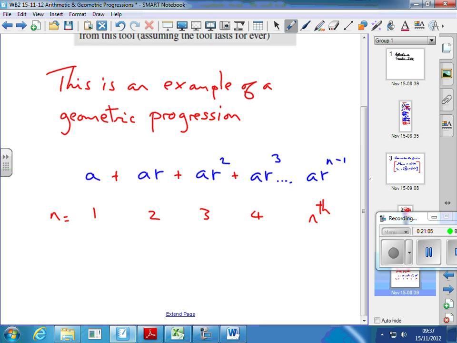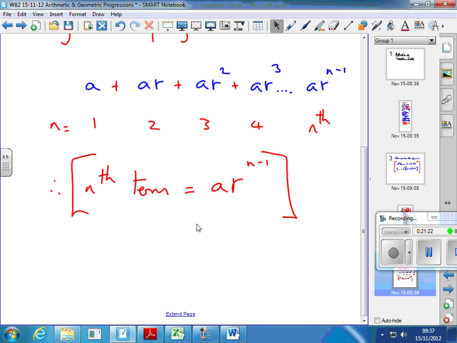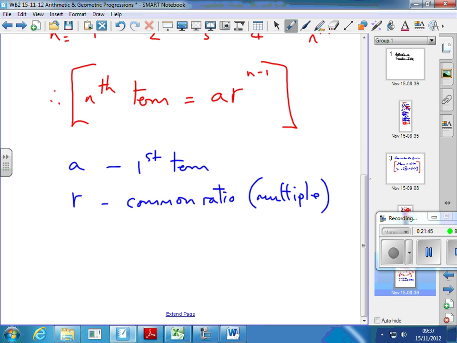So what's the expression for the nth term in a geometric progression? It's the first term, a, times what's called the common ratio to the power n minus 1. So a is the first term, and r is what's called the common ratio. You can think of it as a multiple, what we multiply it by, the common multiple.